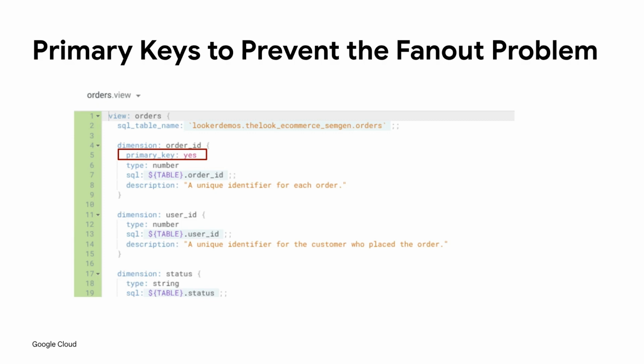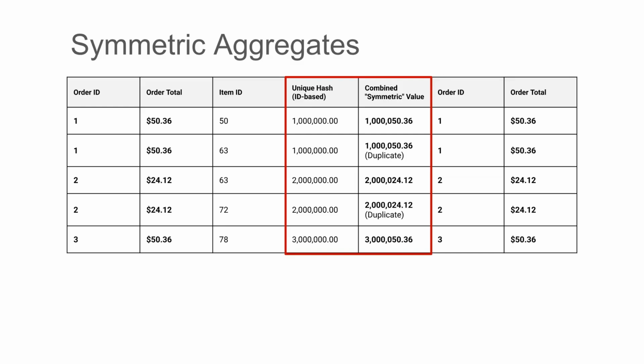Looker's symmetric aggregates solve this by using the primary keys you've defined in your model. Remember, every view should have a primary key defined. Looker tracks exactly which values belong to which order ID by generating complex SQL to create a unique identifier for every row's value. It's mathematically rigorous, but for the front-end user, it's invisible.